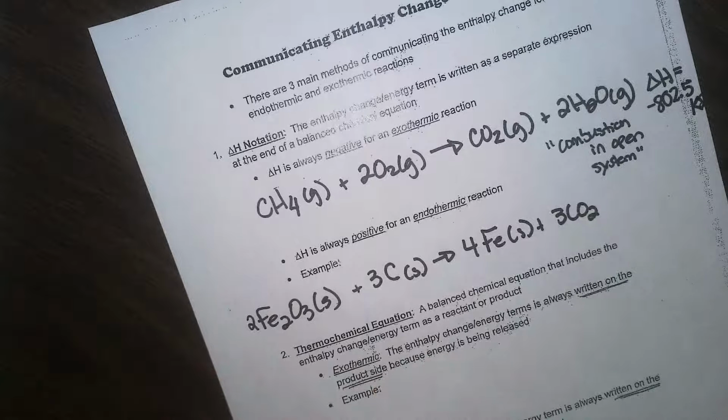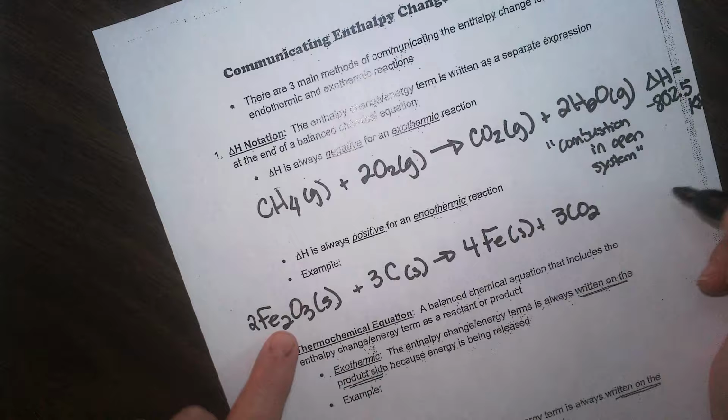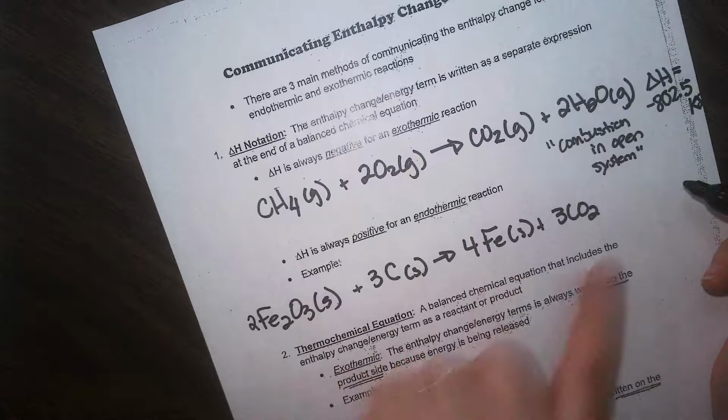This is iron 3 oxide. So if I had 2 moles of iron 3 oxide and I reacted it with 3 moles of carbon, I should end up with 4 moles of iron and 3 moles of carbon dioxide. And what kind of reaction is this? Single replacement. Okay. But because I had to break bonds, I had to break apart Fe2O3 to come up with Fe and then CO2.